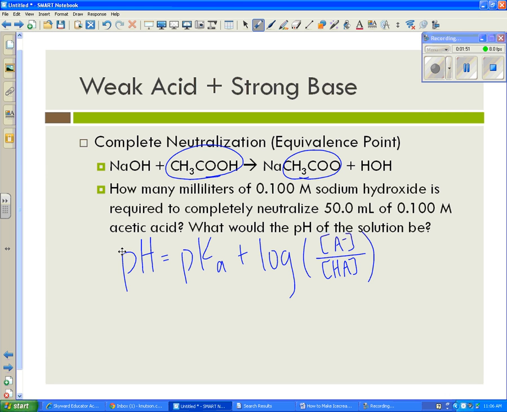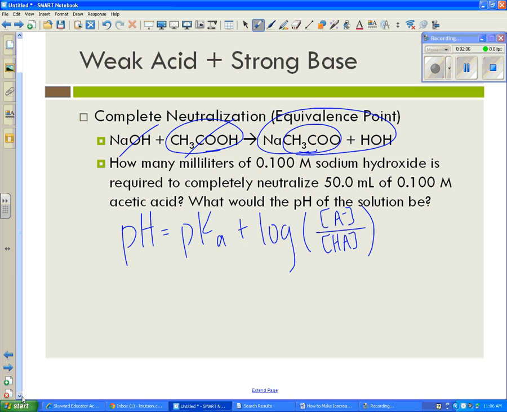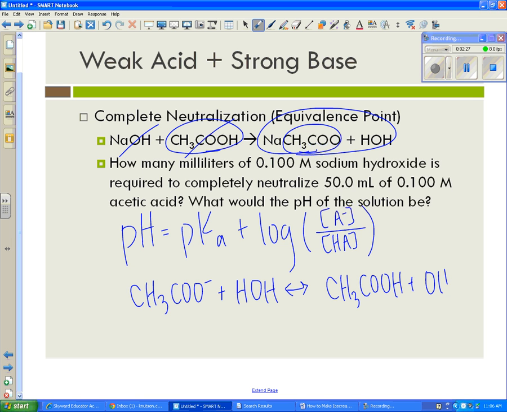At the point of complete neutralization, all of the base has reacted with the acid, so there's no acid or base present. There's simply salt and water. At this point in the reaction, we have the acetate ion, CH3COO minus, reacting with water, producing CH3COOH and OH minus.